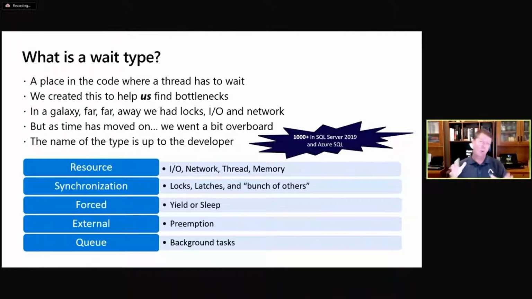So when you see some weights show up today, you're going to see things like IO, and I call those resource weights, or network thread or memory. Or if we just need to synchronize something for locking purposes or latching purposes and a bunch of other scenarios, I call that a sync weight. And then there are scenarios where we force a weight for things like yielding for processing purposes or CPU purposes. Or it could be that we're waiting on an operating system call. So I call those external weights. And we call that internally something called a preemptive weight.